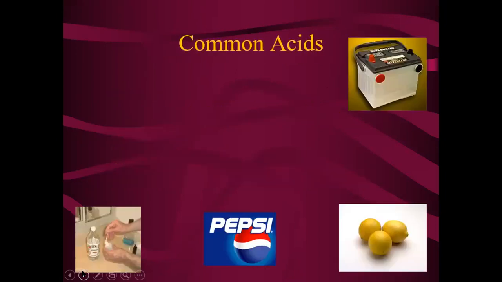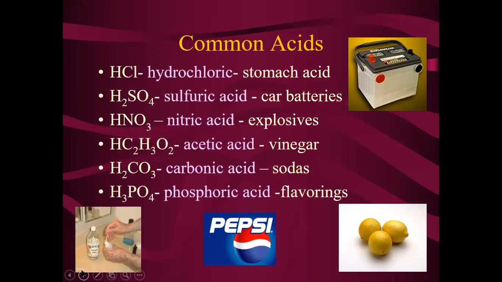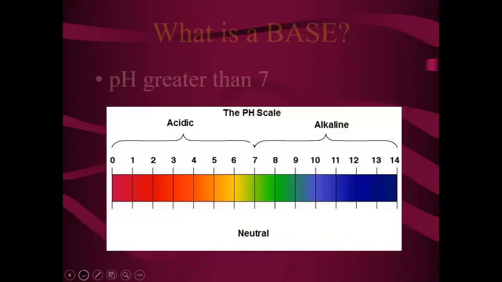Common acids. So here are some examples of common acids. You have your Pepsi, that's an acid. Acid found in your limes or your lemons. Acids found in your batteries. So HCl, hydrochloric acid, which is stomach acid; sulfuric acid, car batteries; nitric acid, which is in explosives. We have acetic acid, which is your vinegar found in the home; carbonic acid, which is in your soda; and phosphoric acid, which we use in flavorings. It's important that you know the formula listed right here of these common acids.